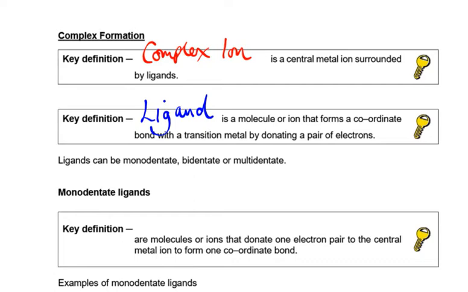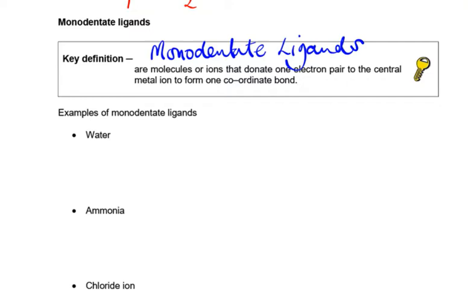And the next phrase is that they can be monodentate, bidentate or multidentate. If you think of dentate as to do with teeth, we can bite once, twice or several times onto a metal ion. Let's have a look at some monodentate ligands. These are molecules or ions that are able to coordinate once to the central metal ion. And to be a ligand you need a lone pair or more than one lone pair.